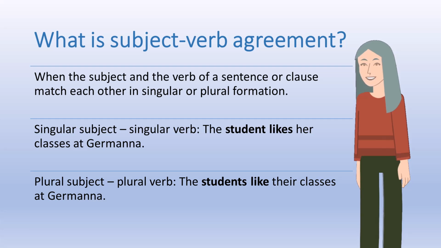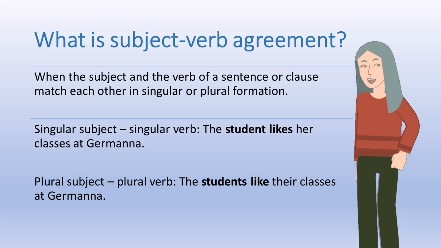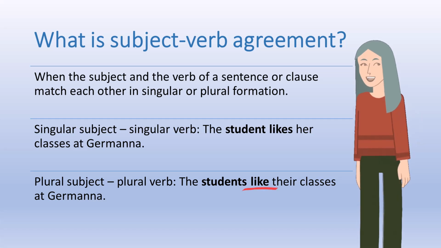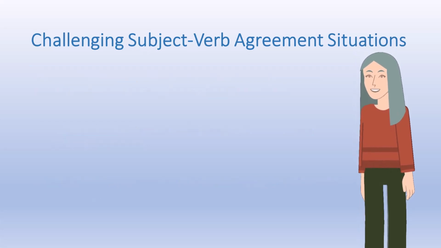In the sentence, "The students like their classes at Germana," we're talking about more than one student, at least 2 or more, and so the verb has to be plural to match. In the simple present tense, the plural form is the same as the base form of the verb. There are 3 challenging situations to watch out for.